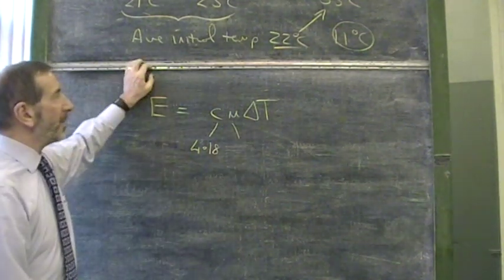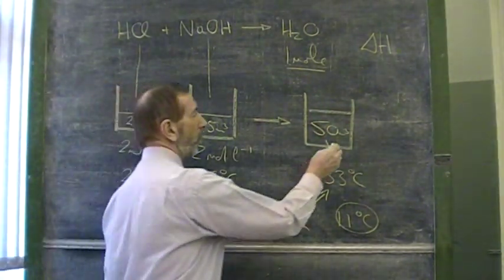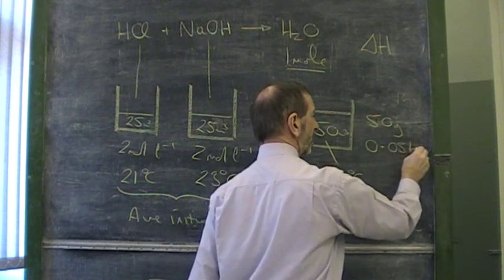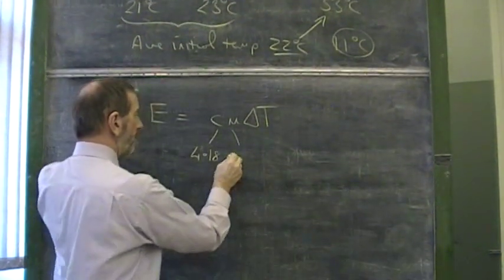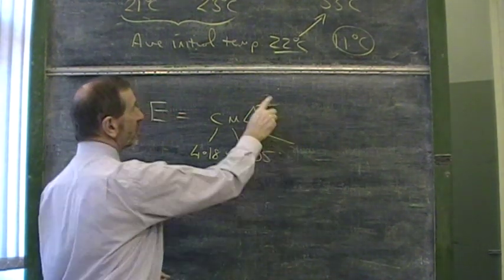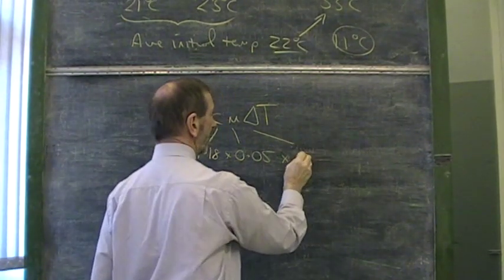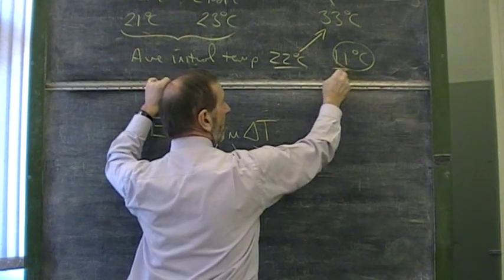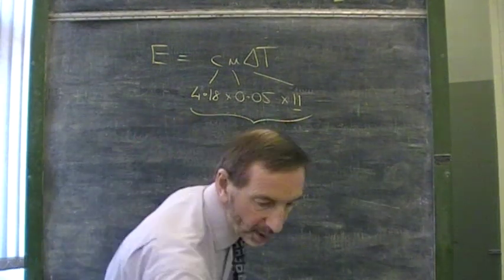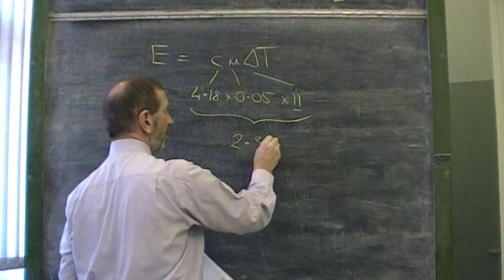M, now be careful. M is the mass of liquid that the heat's in, and the heat is now in a grand total of 50 cubic centimetres, which is the same as 50 grams, which is the same as 0.05 kilograms. So, the mass of liquid is 0.05 of a kilogram, and the temperature change was 22 degrees. No, it wasn't. The temperature change was 11 degrees, a temperature rise of 11 degrees. So, how much energy has been produced in this small scale reaction? And the answer, of course, is not a great deal. 2.3 kilojoules.